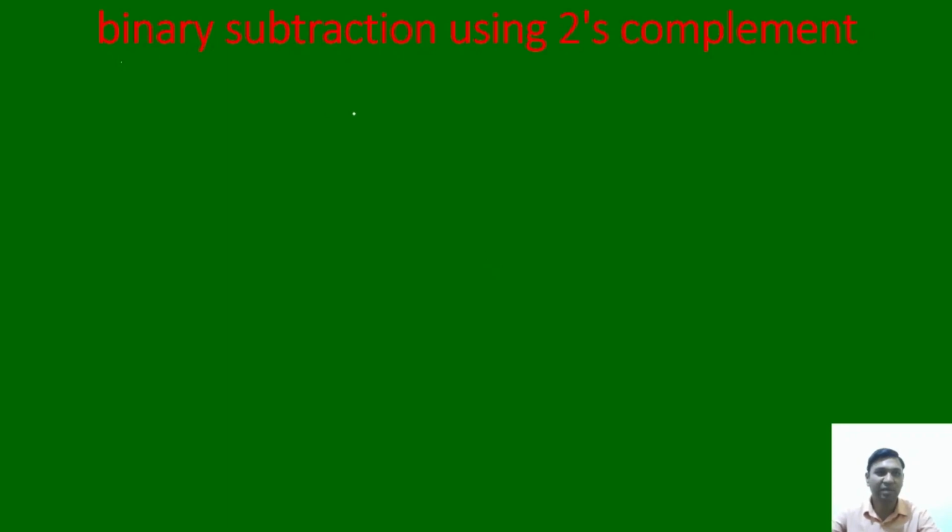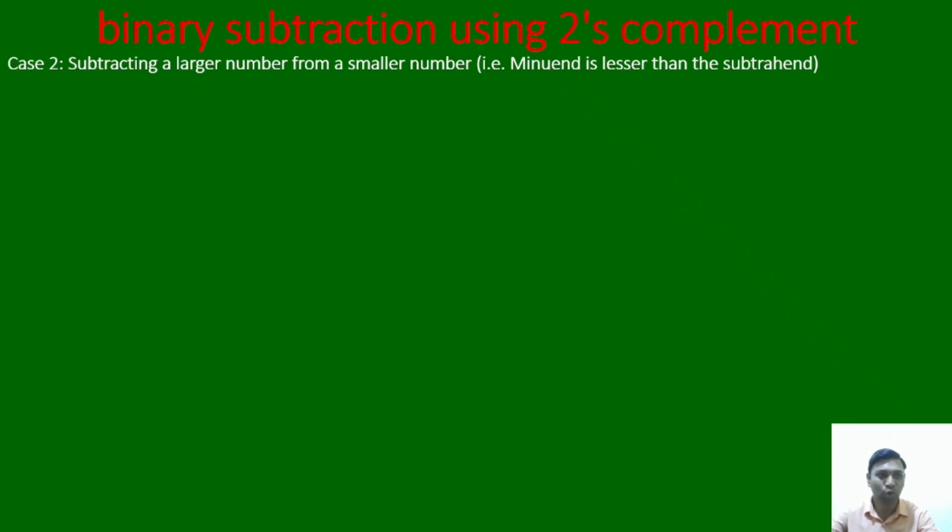Now let us begin with binary subtraction using 2's complement. Case 2, subtracting a larger number from a smaller number, that is, minuend is lesser than the subtrahend. Let us take an example. Here I'm going to write 35 minus 55. So I should get here minus 20.